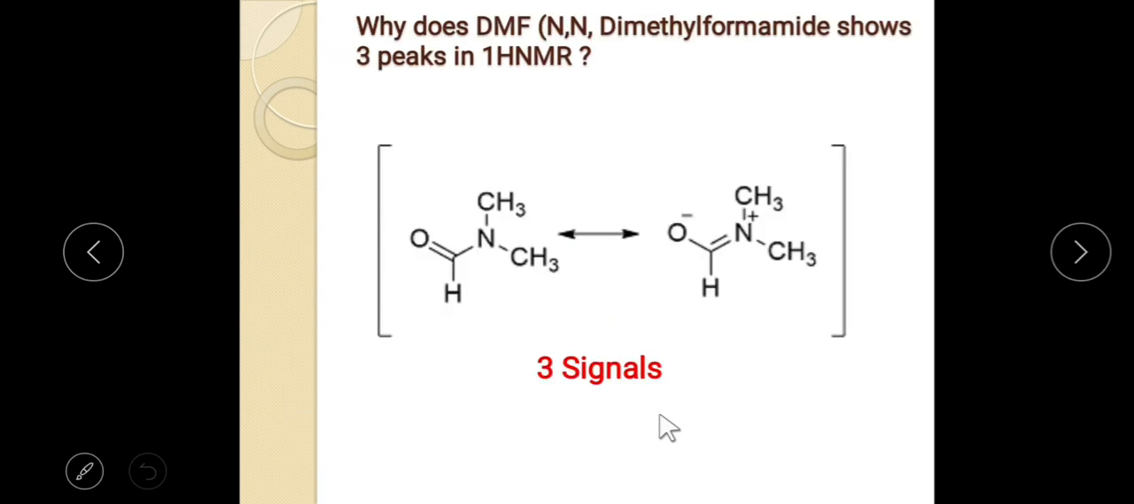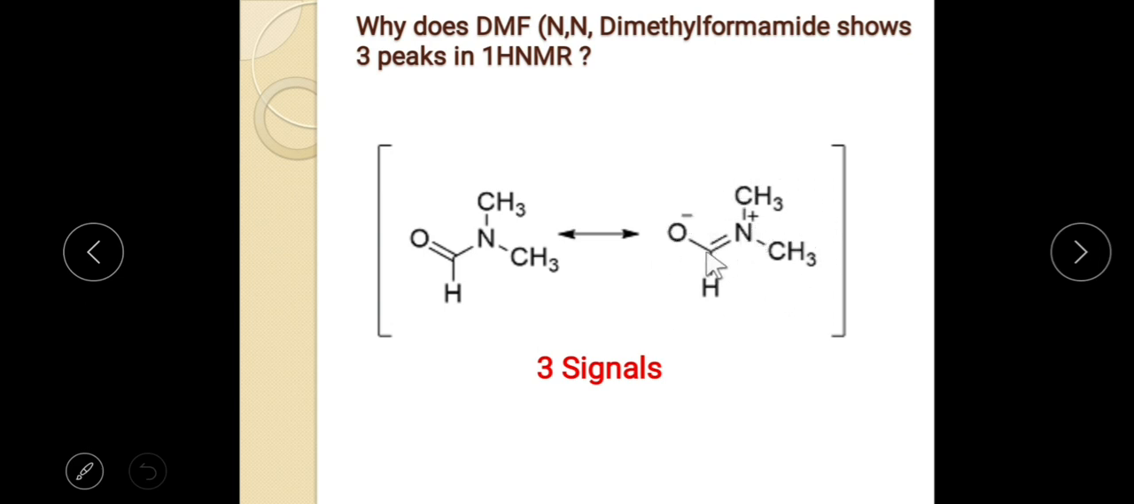A very common question in the SET examination, or most of the time in interviews, an oral examiner may ask you this question: why does DMF, that is N,N-dimethylformamide, show 3 peaks in H1 NMR? You have this structure of N,N-dimethylformamide, a very common solvent in organic chemistry. Everyone knows that there is a lone pair on the nitrogen. This will delocalize over here and shift like this. So we have delocalization in dimethylformamide over here.